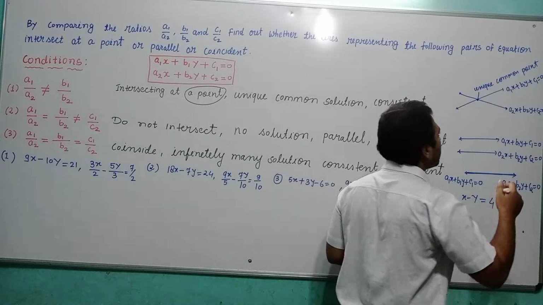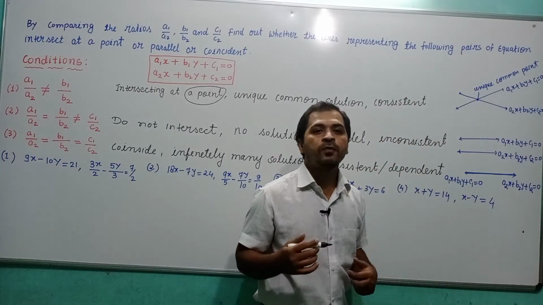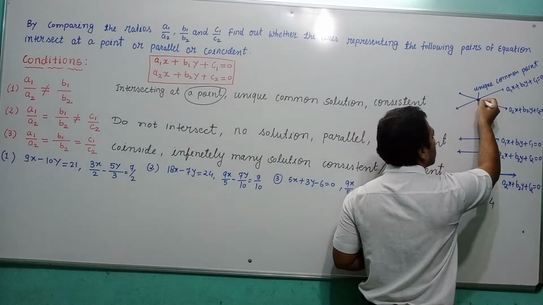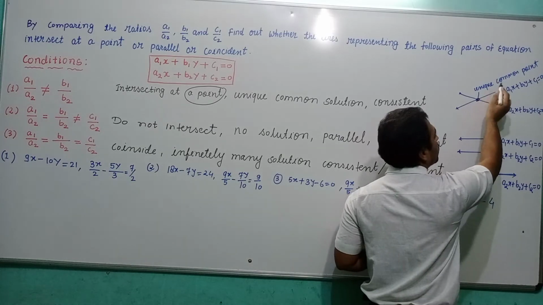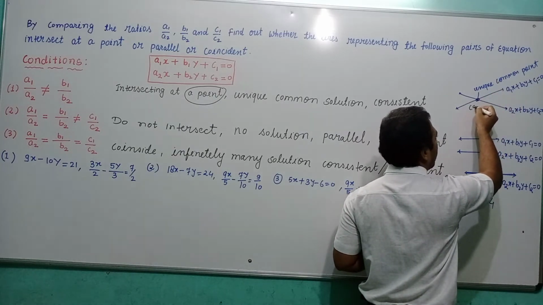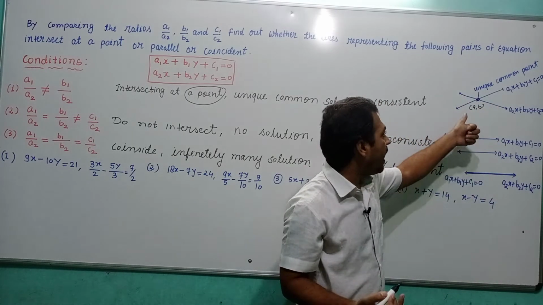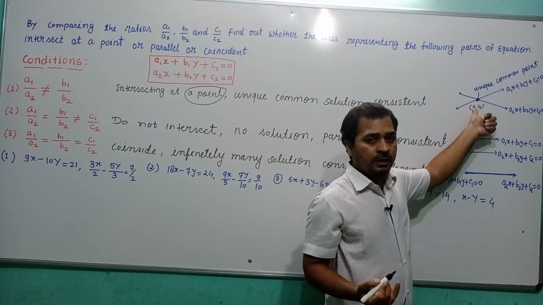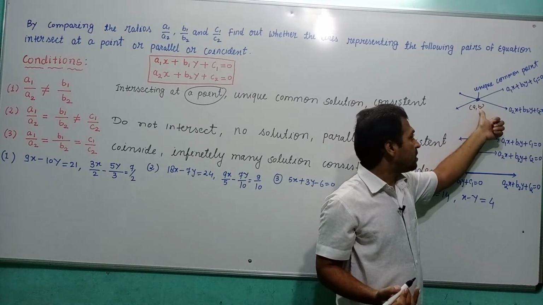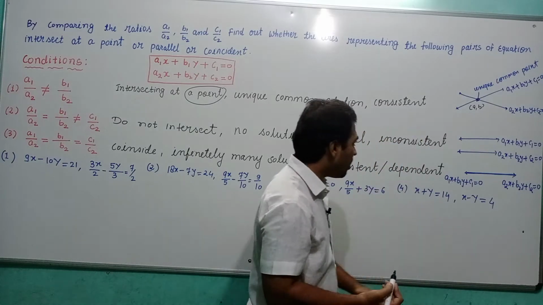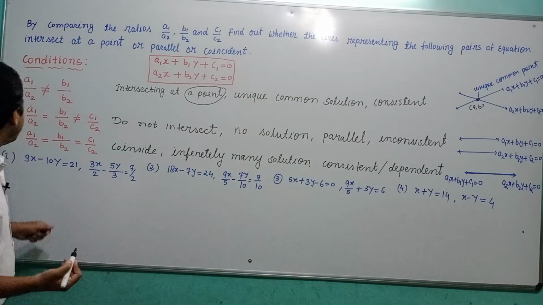If you plot the graph of that pair of linear equations, it will look like this. This point is the unique common point. It might be (a, b), right? If you put the values of a and b in place of x and y, these values will satisfy both the equations. Okay, now moving to the next one.